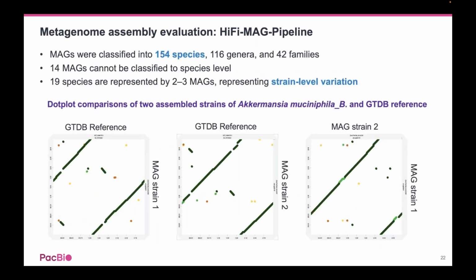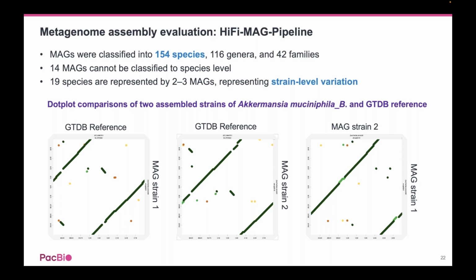So of those 189 individual MAGs, I classified them into about 154 species. And one of the interesting things is that 14 of these MAGs cannot be classified to the species level, and in some cases to the genus or even family level. And these are likely to represent novel diversity in the human gut microbiota. And this is something that I'm particularly excited about. But in addition, there were 19 species that are represented by 2 to 3 MAGs. And so what this implies is that there's strain level variation. And I'm showing you an example of this down below.